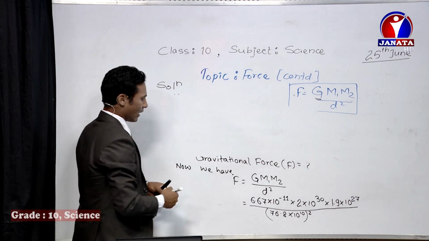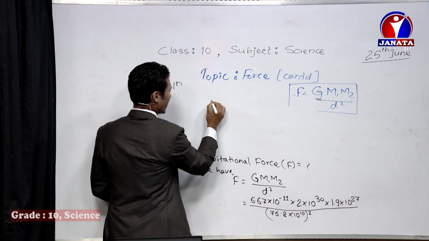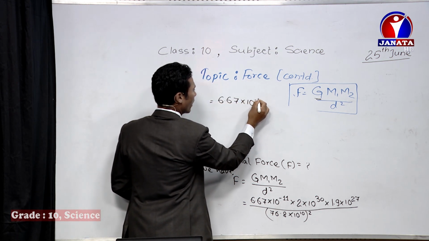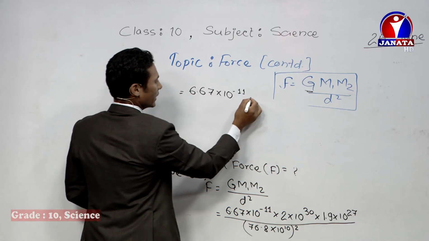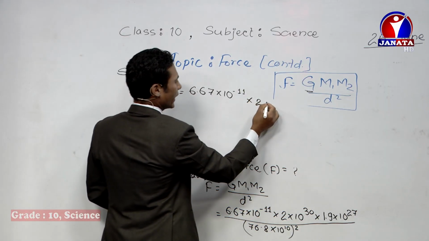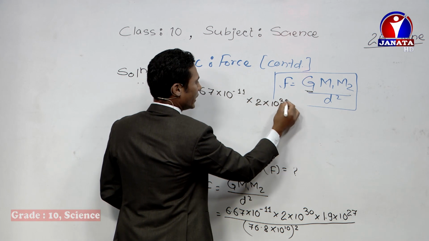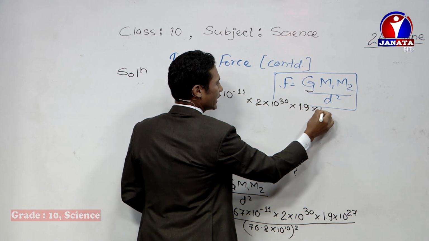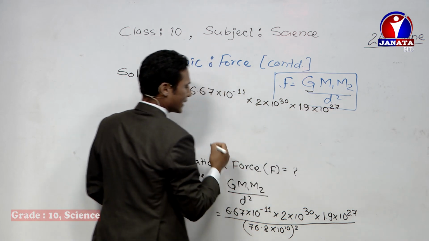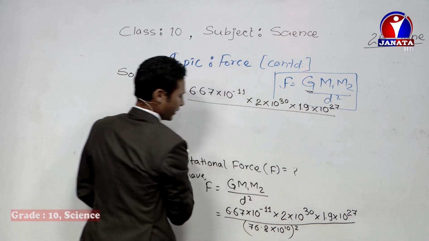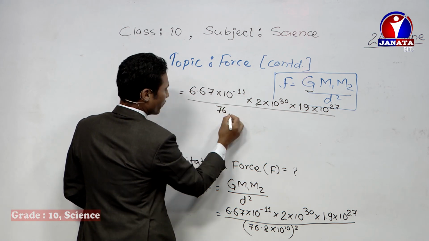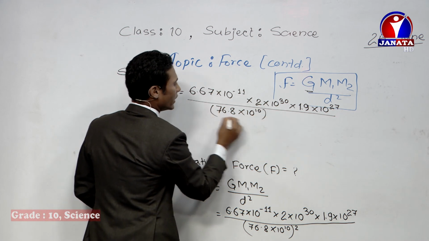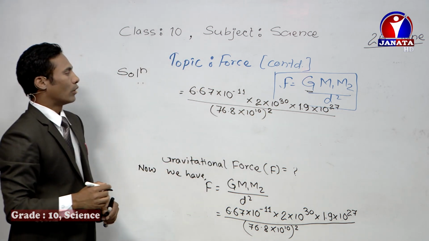Okay, let me write this again so it is easily visible. So 6.67 into 10 to the power minus 11, right? Into 2 into 10 to the power 30 into 1.9 into 10 to the power 27, divided by 76.8 into 10 to the power 10 whole square. So how can we solve this?